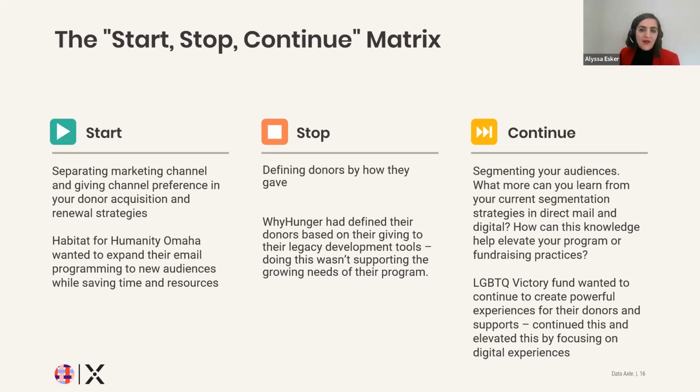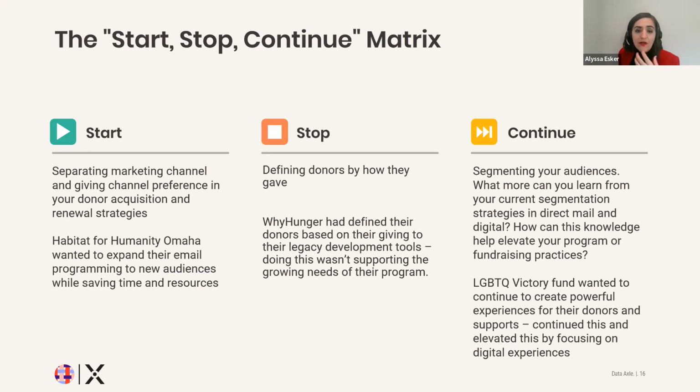Yeah, and I gave here a couple of examples of some of our own customers who have used similar matrices to decide how they were going to start, stop, and continue. So Habitat for Humanity Omaha, which I talked about earlier, the reason why they even did that exercise that drove that 242% increase was because they wanted to expand their email program, but they wanted to do it in a way that wouldn't take a ton of different resources, a ton of different research, and would still have an ROI, or a return on investment. And so they wanted to save time, but expand the audiences. So they started expanding it by using the optimized ask, which allowed them to save and be more efficient and effective.